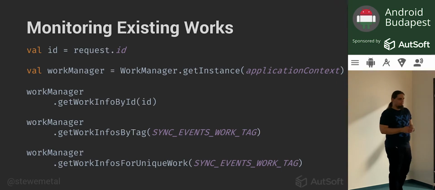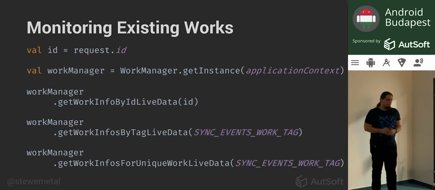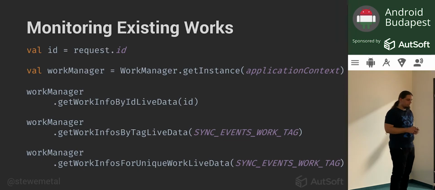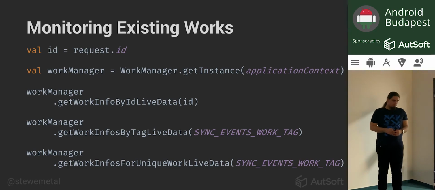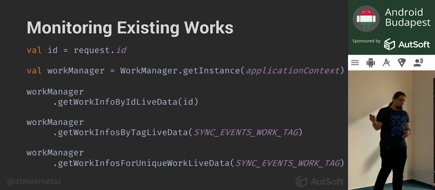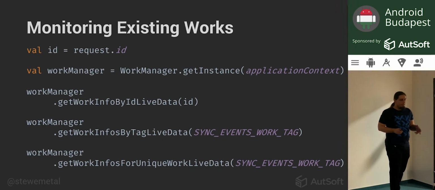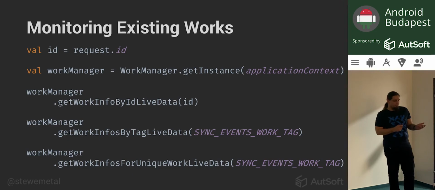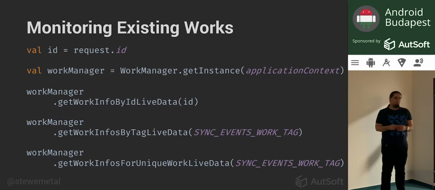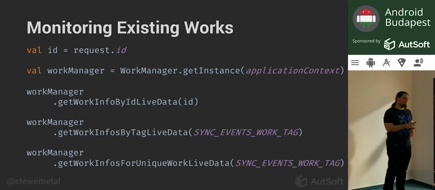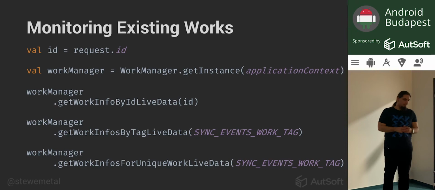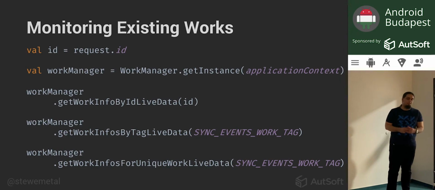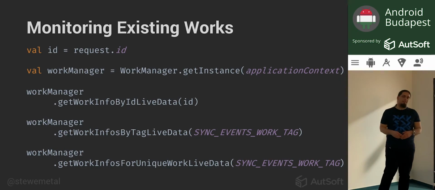But futures are not so good, are they? So we have live data here. WorkManager supports getting a live data of this work info that is attached to the work. So okay, the second, third things here. The work info by tag will give us all the works which have the tag that we defined, and get work infos for unique work gets us the specific work that has that unique ID.